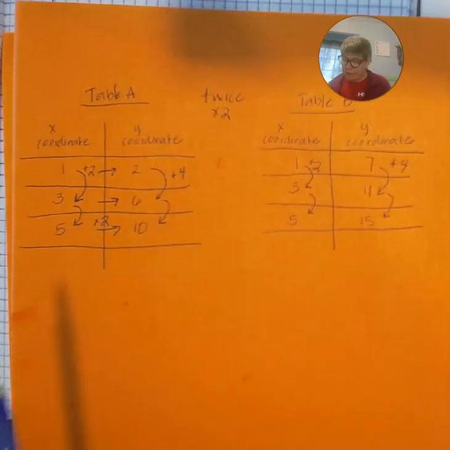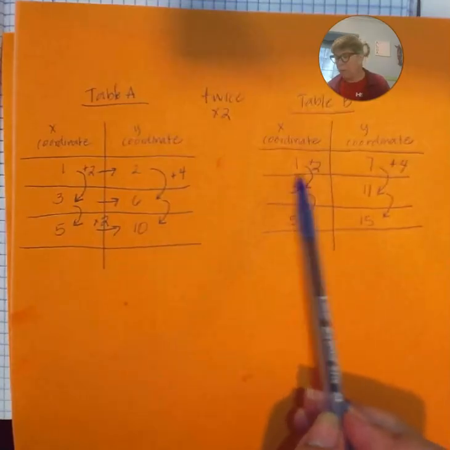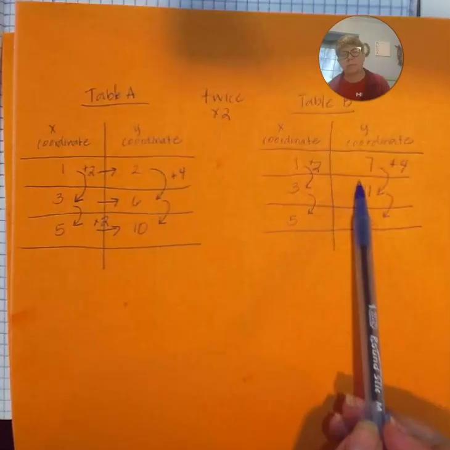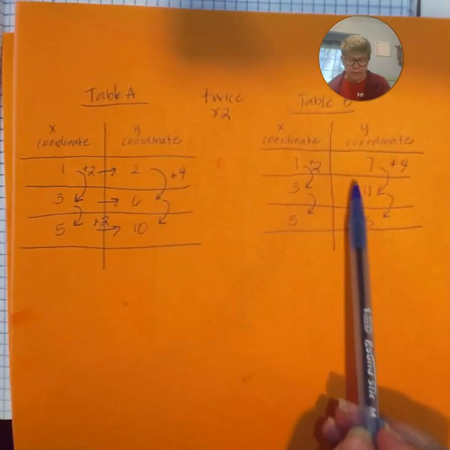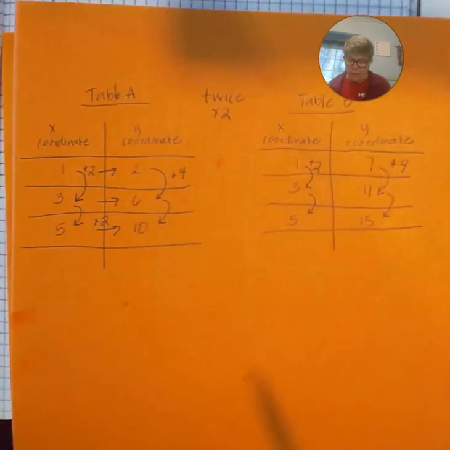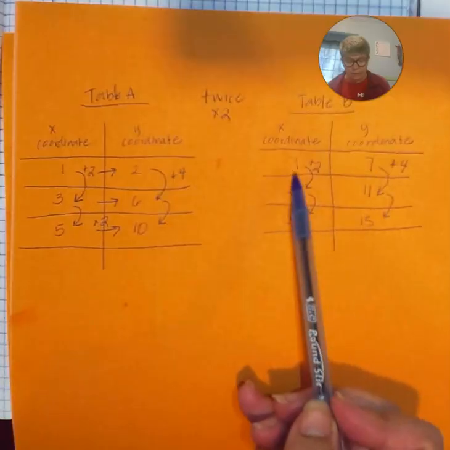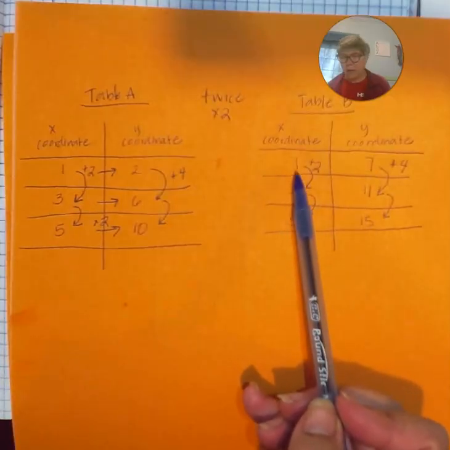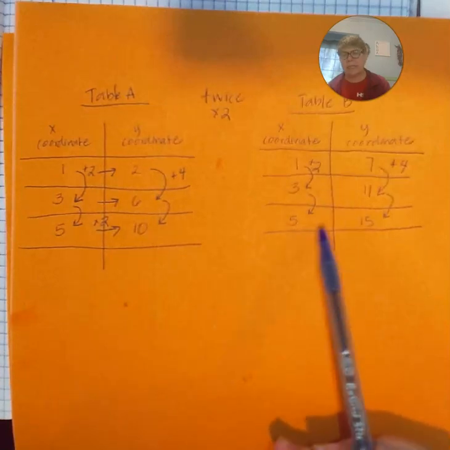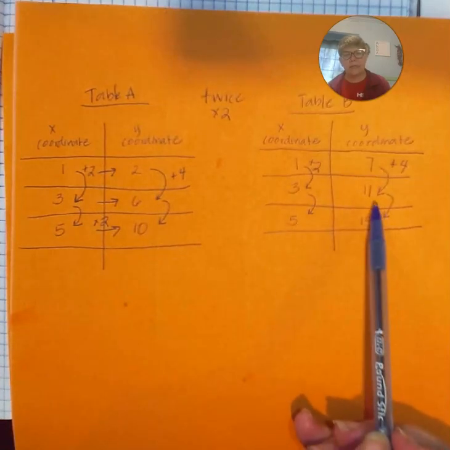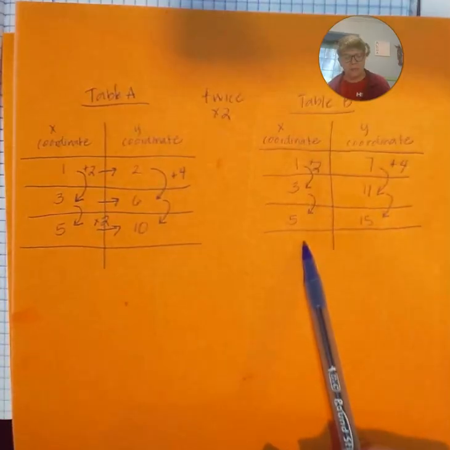If we multiply our x coordinate in our table B times 2, are we going to get our y coordinate? 1 times 2 is not 7. Okay, so that doesn't work. I notice that 7 is 6 more than 1. So does that work for our other coordinates? 3 plus 6 is 9, not 11. 5 plus 6 is 11, not 15, right?